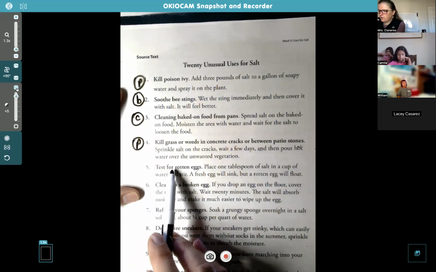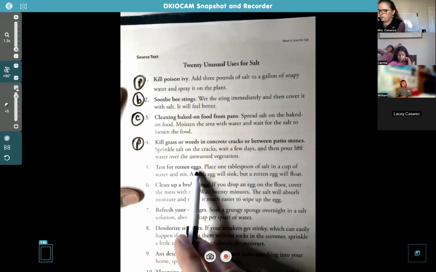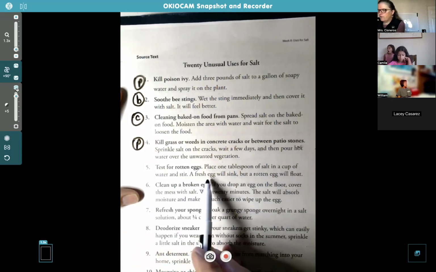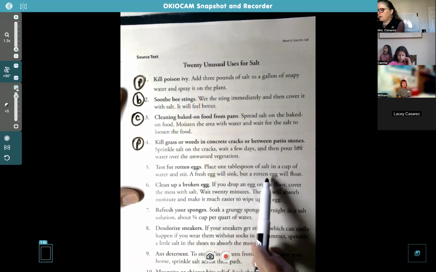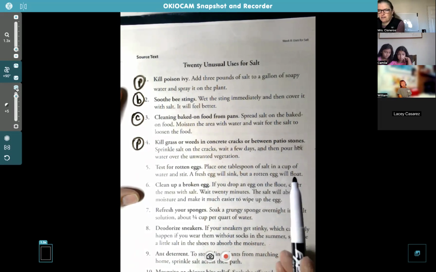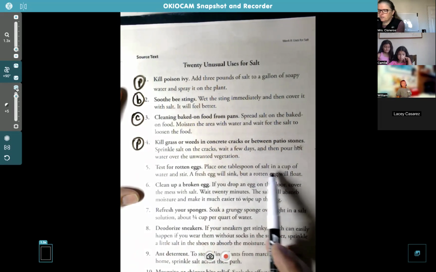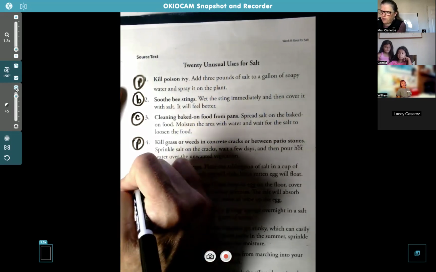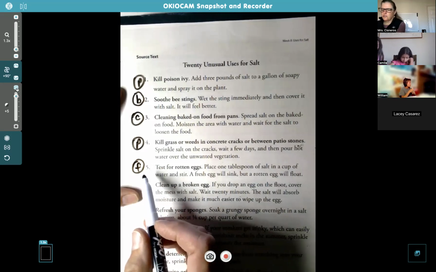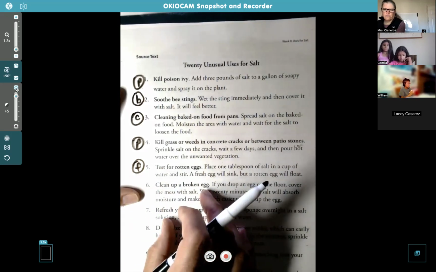Number 5, test for rotten eggs. This is an interesting one. Place 1 tablespoon of salt in a cup of water and stir. A fresh egg will sink, but a rotten egg will float. You know, sometimes if the date is bad on the egg carton and you want to make sure it's okay to eat it still, because sometimes you can eat it past the date, but you have to check it. This is a way you can check it. So for this, I'm going to put an F for food and a circle around it. That's talking about food, so I'm going to use an F here.